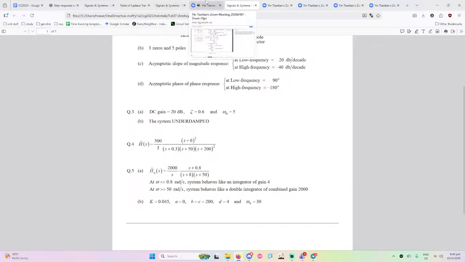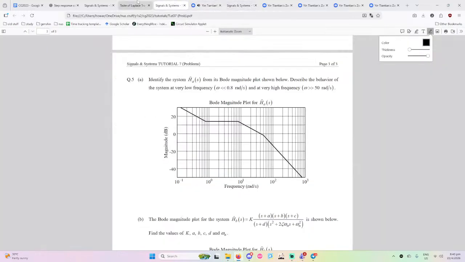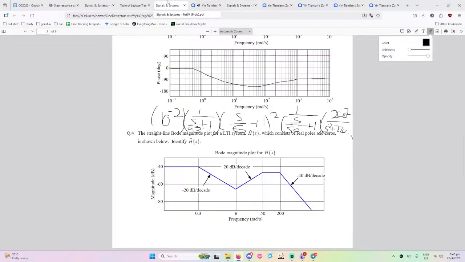And then the final transfer function, HTL.S, will be equal to 0.4 over S multiplied by S over 0.8 plus 1 multiplied by 1 over S over 8 plus 1 multiplied by 1 over S over 50 plus 1.